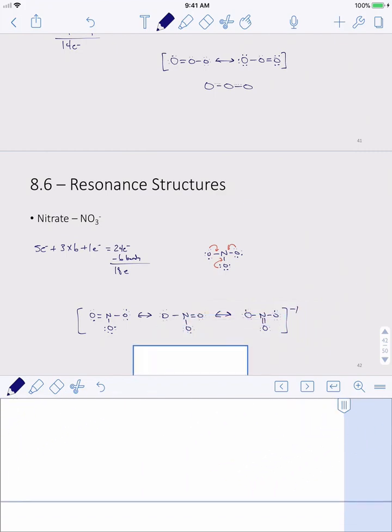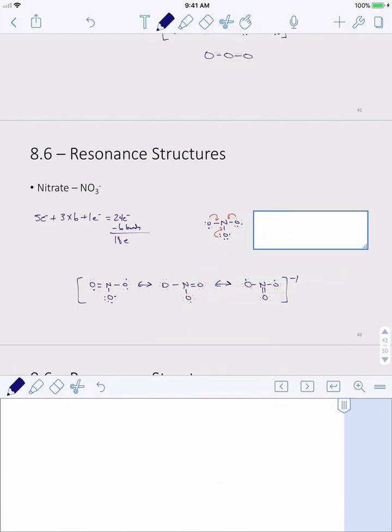Again, if we want to show the hybrid version of this, we would show, we'll do it up here, nitrogen, oxygen, oxygen, oxygen, and we would show a partial double bond at all 3 locations.